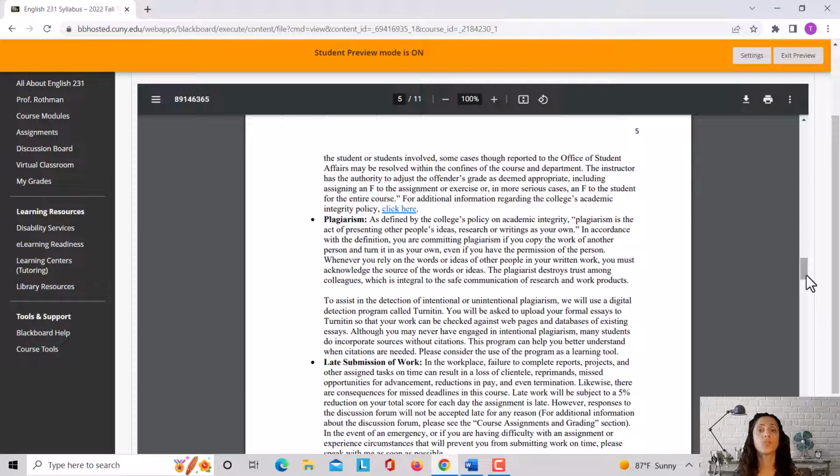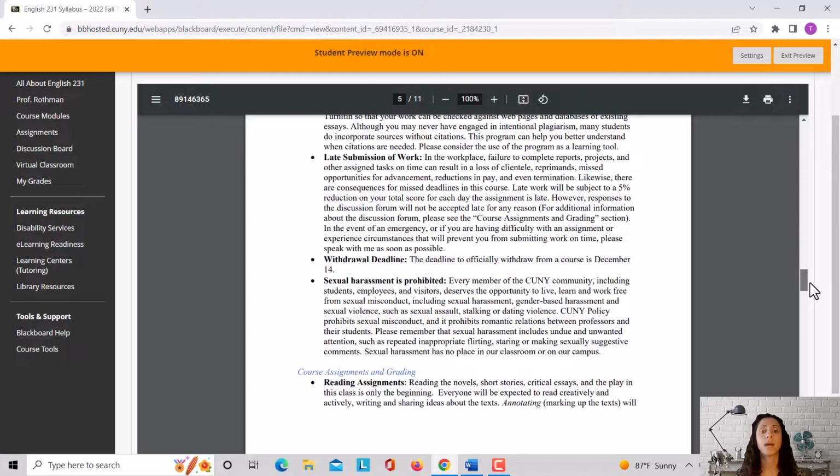The plagiarist destroys trust among colleagues, which is integral to the safe communication of research and work products. To assist in the detection of intentional or unintentional plagiarism, we'll use a digital detection program called Turnitin. You'll be asked to upload your formal essays to Turnitin so that your work can be checked against web pages and databases of existing essays. Although you may never have engaged in intentional plagiarism, many students do incorporate sources without citations. This program can help you better understand when citations are needed. Please consider the use of the program as a learning tool.